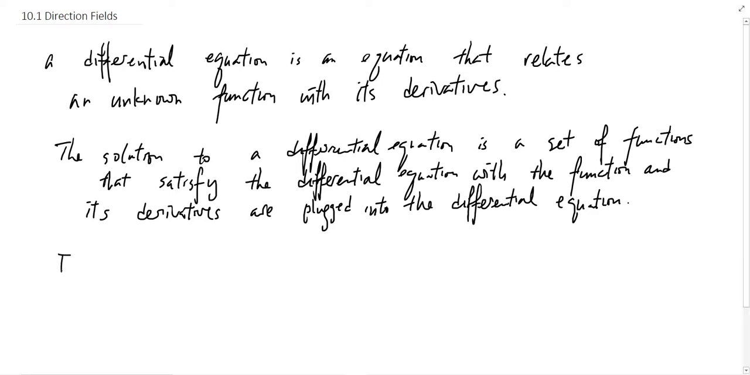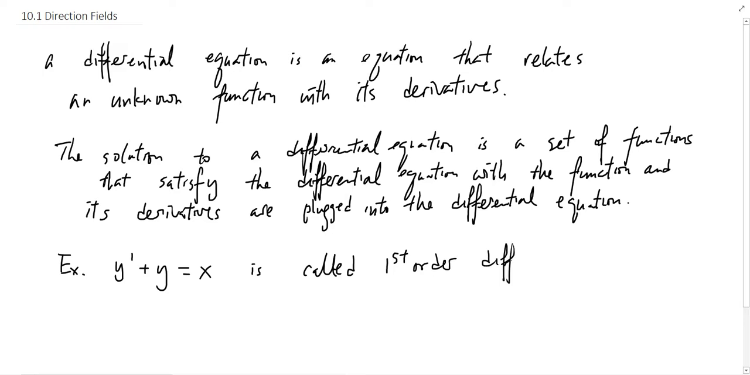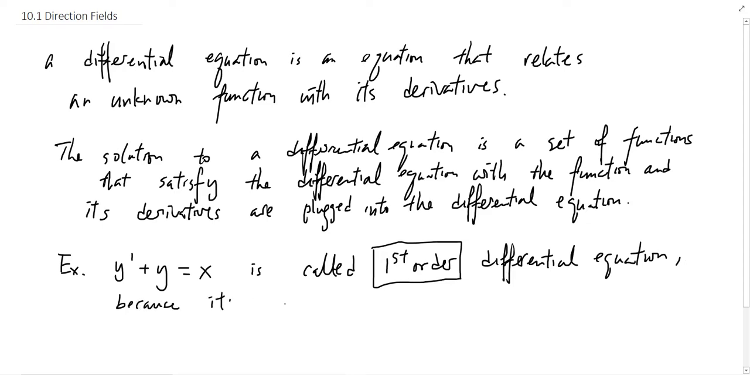So here's a very simple example. Let's say we have this equation, y prime plus y equals x. So this is what we call a first order differential equation. First order differential equation. So what does the word first order mean? Well, because it involves the first derivative of the unknown function.